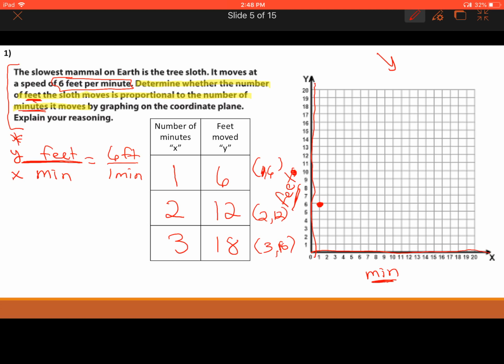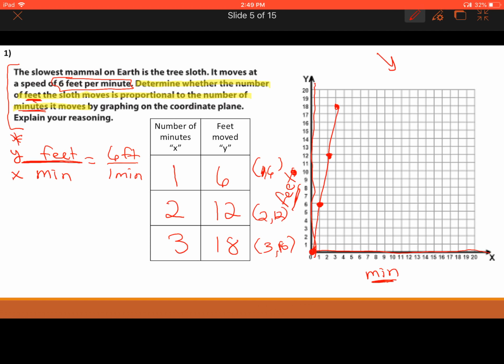Alright, so the second one would be after 2 minutes, we moved 12 feet. So we're going to go to 2 minutes and go all the way up to 12. Picture where that would be right there. And after 3 minutes, we moved 18 feet. So 3, go all the way up to 18, and there we go there. Now, we can't tell by looking at this, but if we connect our dots, we will see that this line actually does go straight through the origin.